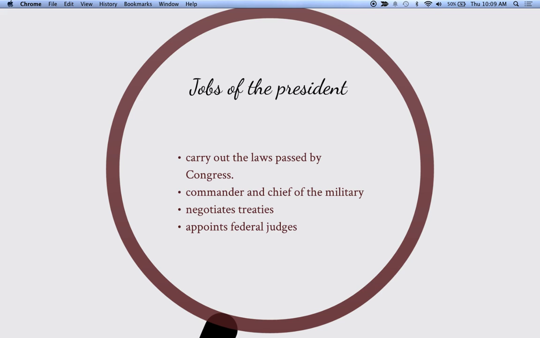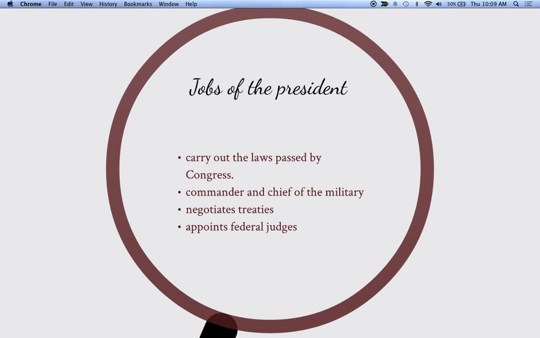The second thing that he does, probably one of the more important jobs, is serving as commander-in-chief of the military. So he's kind of like the head guy in the military. All the generals in the Air Force, Navy, Marines, Army, all of those guys have to answer to the president. He ultimately makes the decisions. Not to say that other people don't advise him, but he is the one that will ultimately decide how we use our military.